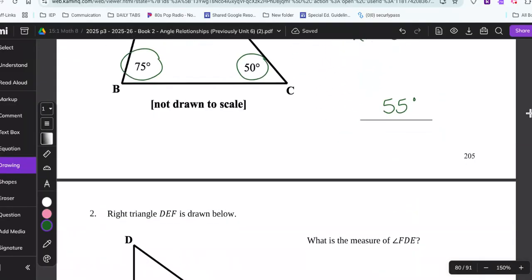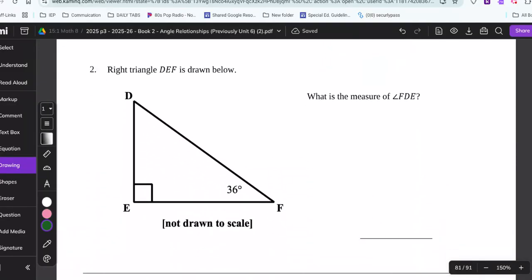Let's take a look at that next angle here. So we have a right angle. So again, whenever I see that right angle, I like to put that 90 degrees in. It just helps me get situated. It says, what is the measure of FDE? So we're looking for this angle right here. So if I were to set up an equation, I would do X plus 90 plus we have 36 over here equals 180. So again, we're adding up all our inside angles to equal 180.